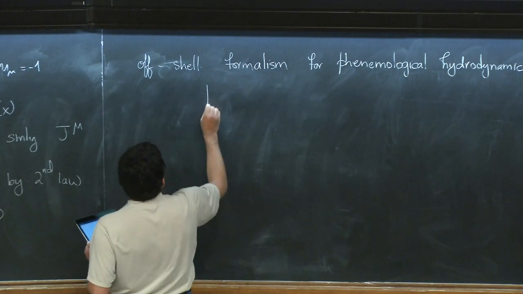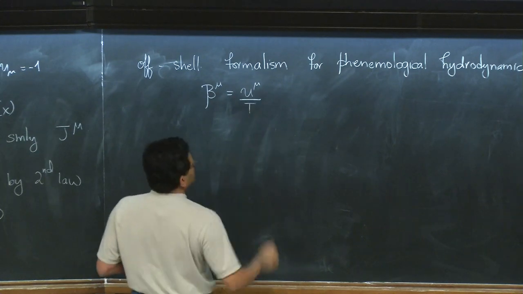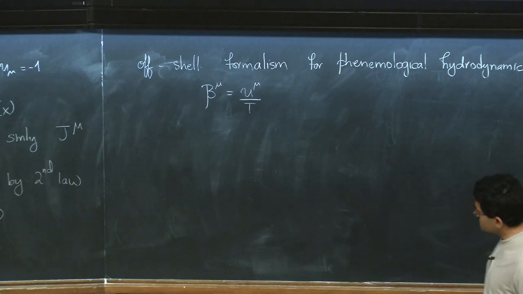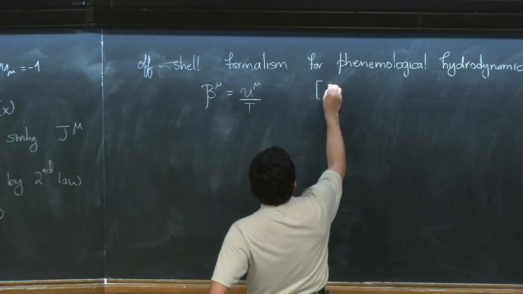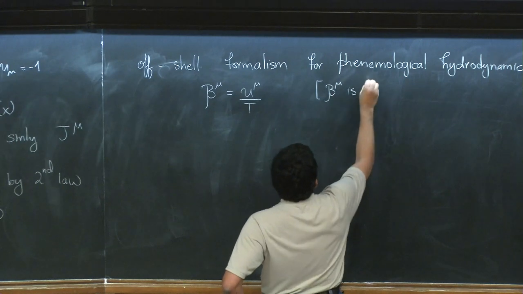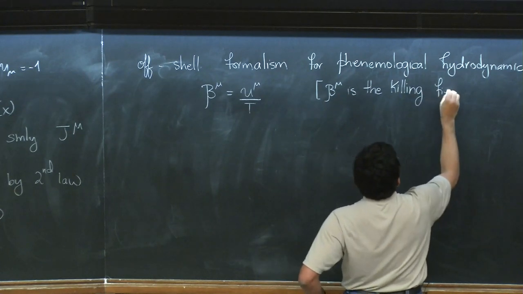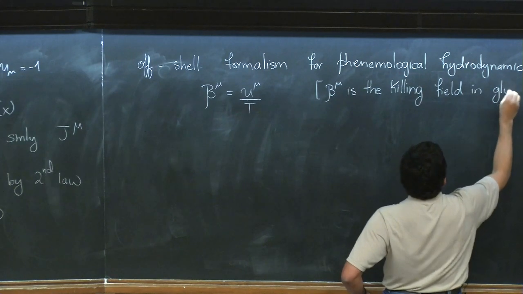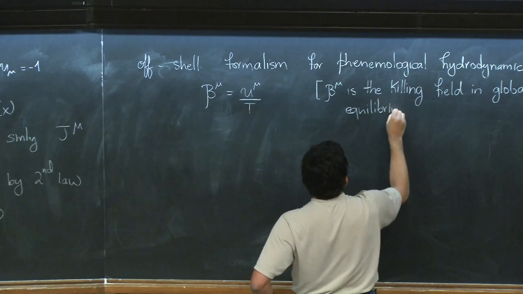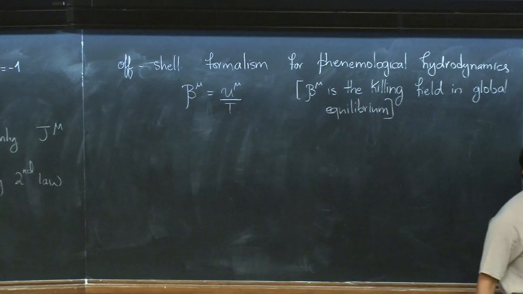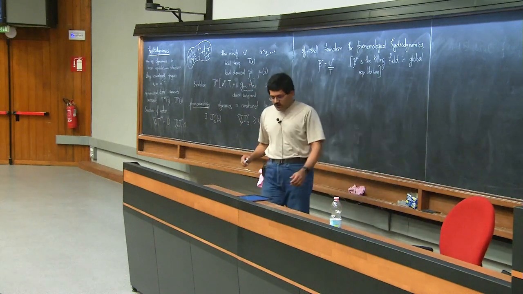OK, so the natural variable I'm going to pick is the unnormalized time-like vector, beta mu. It's basically the flow vector divided by the temperature. And I'll note here that this vector is a Killing field we introduced last time when the system is in equilibrium. This is part of the reason to introduce it this way. The time-like vector field, in equilibrium, is Killing.